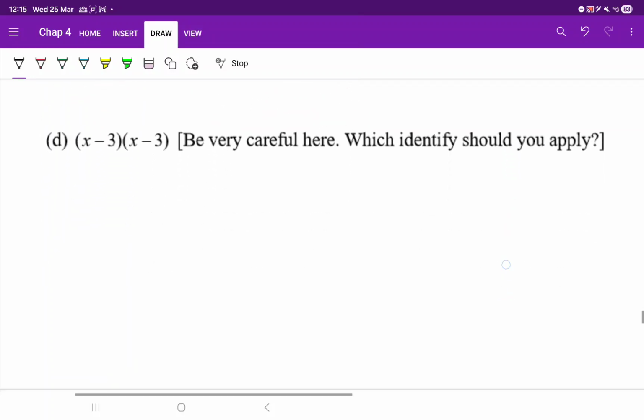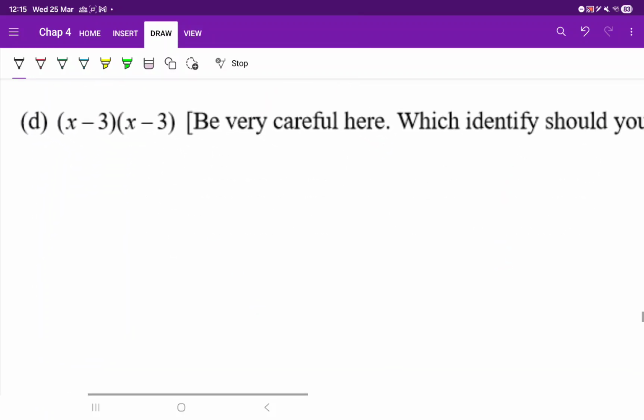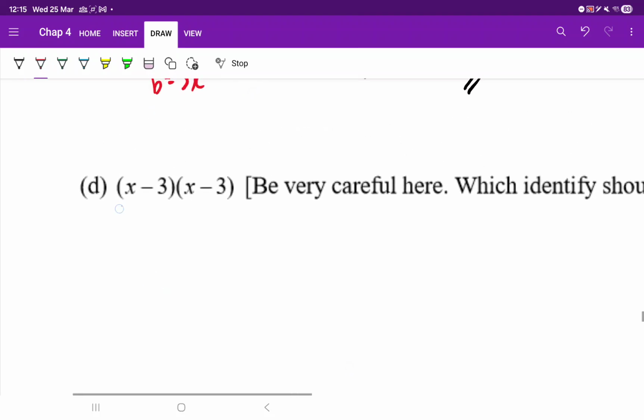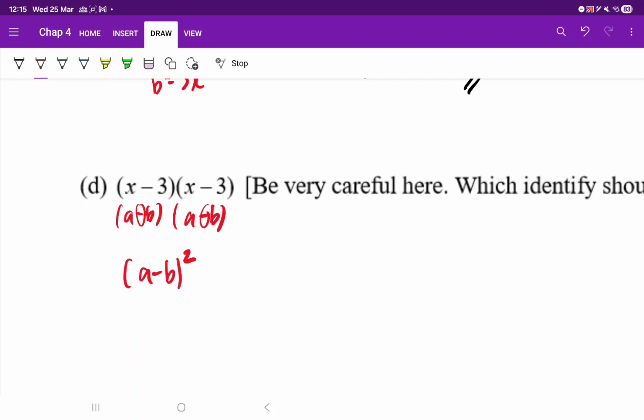Okay, I move on to part D. x minus 3, x minus 3. The teacher who prepared this worksheet even wrote down there, be very careful here, which formula to apply. Look carefully at this structure. This is A minus B, right? This is actually not what we are doing, A plus B, A minus B. It's not a difference of squares because the signs are the same. So this is actually A minus B squared. There are two brackets, they are the same, so power 2.